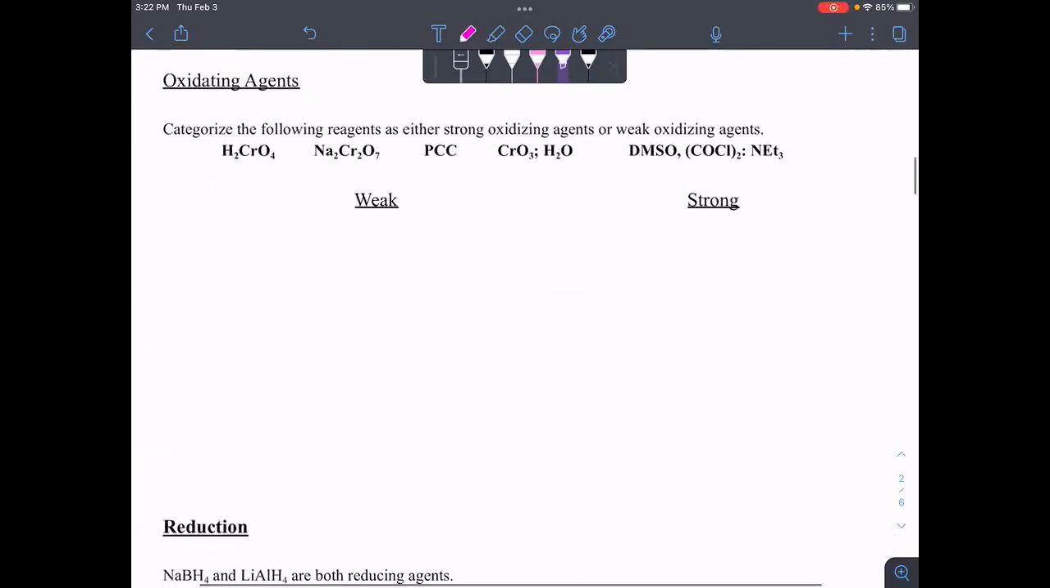So now that we know what a strong versus a weak oxidizing agent does, let's learn what they are. One tip is that if it has 4 or more oxygens, it's going to be a strong oxidizing agent. So out of all of these up here, which has 4 or more oxygens? Na2Cr2O7. Yeah.